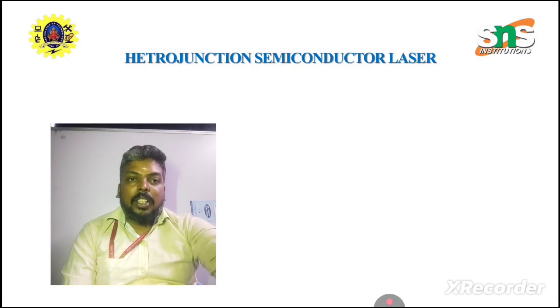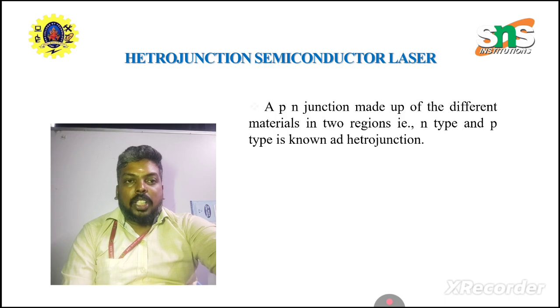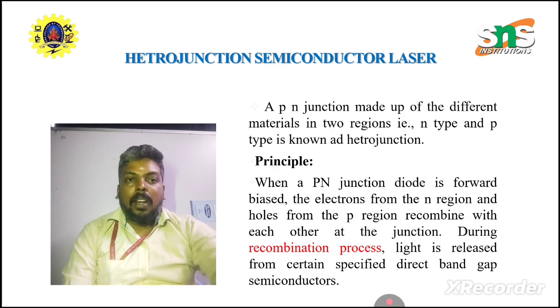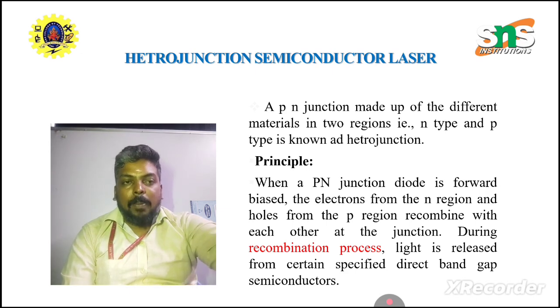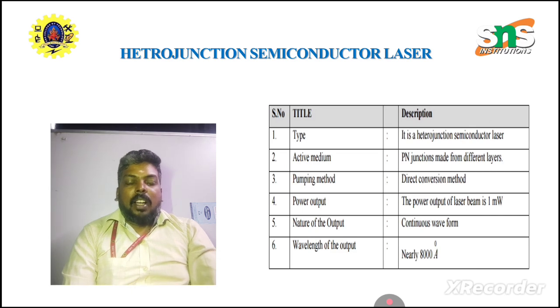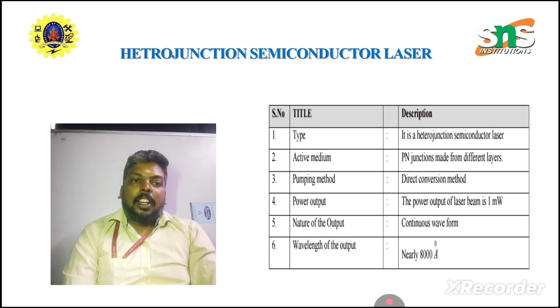The next type is the heterojunction. It is similar to the homojunction laser, but the p-n junction is made of different materials, p-type and n-type. The principle is the same recombination process. These are also called band gap semiconductors. When forward biased, electrons from the n-type region and holes from the p-type region combine and produce laser light. The only difference is that the number of layers is increased. The active medium is a PN junction made up of different layers: one layer is the homojunction, different layers form the heterojunction.